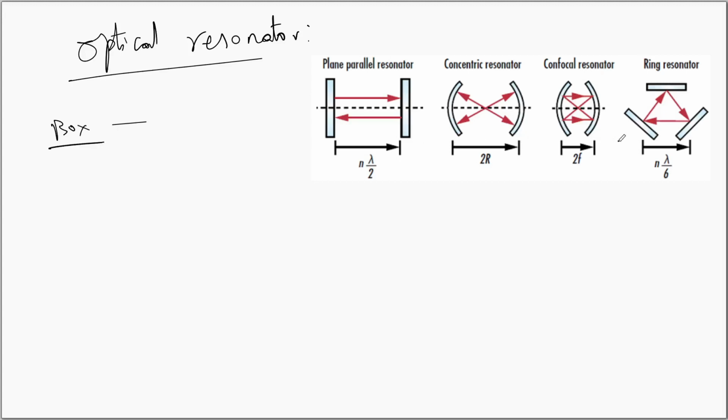There are several structures for the optical resonators. The first one is the plane parallel resonator, where two mirrors are parallel. One is partially transparent, the other one is a fully reflecting mirror. Concentric resonator, you have curved mirrors in this fashion. And confocal resonators will have mirrors like this. And ring resonators, where the mirrors are in the form of a ring.